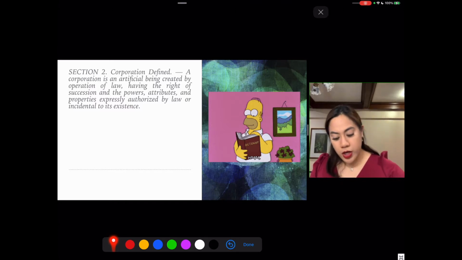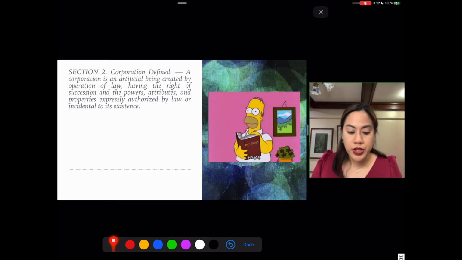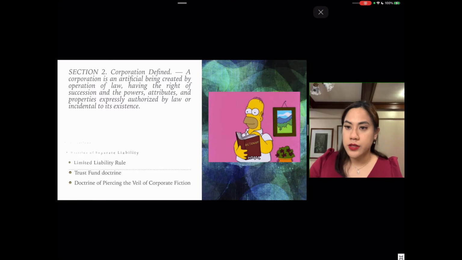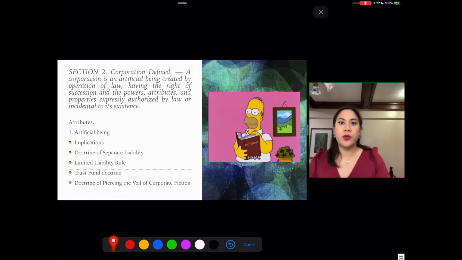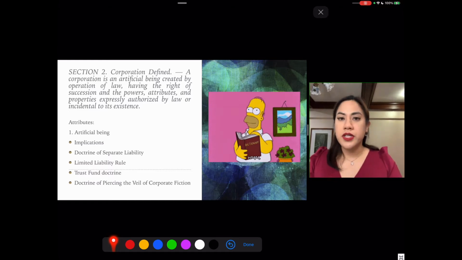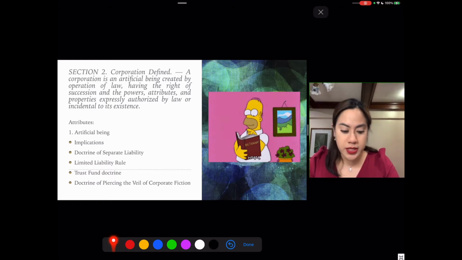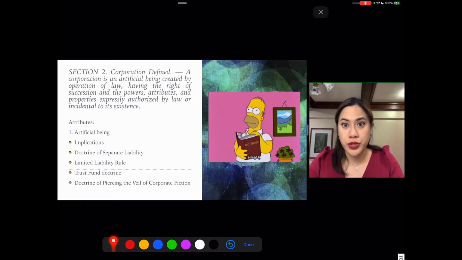From the definition under this section, the following attributes emerge. One is that it is an artificial being. Now, what does it mean that it's an artificial being? Much like in partnership, it is a juridical personality, separate and distinct from its owners. Now, as an artificial being, it has no bodily existence, obviously. You cannot see a corporation walking around.